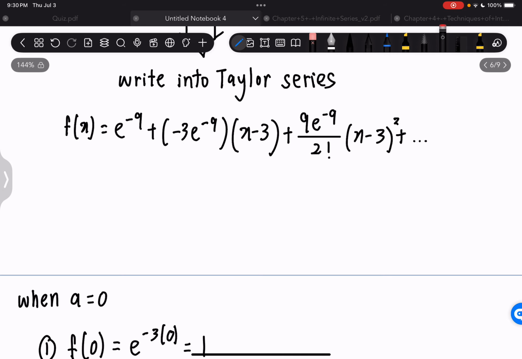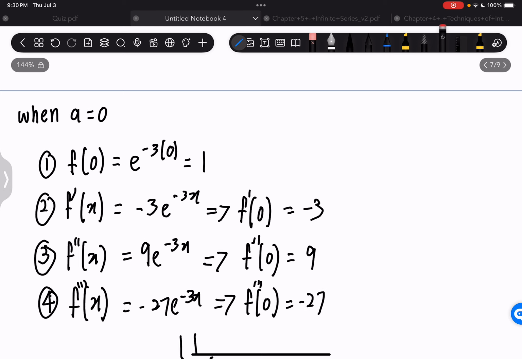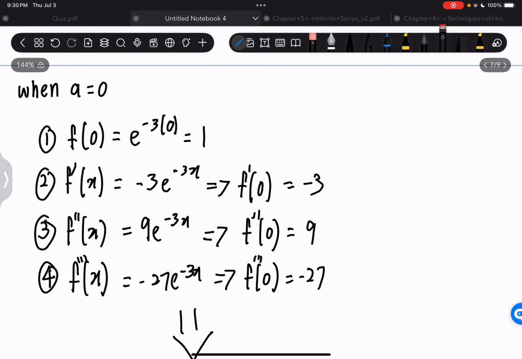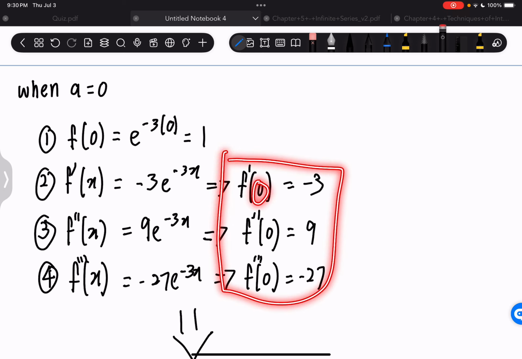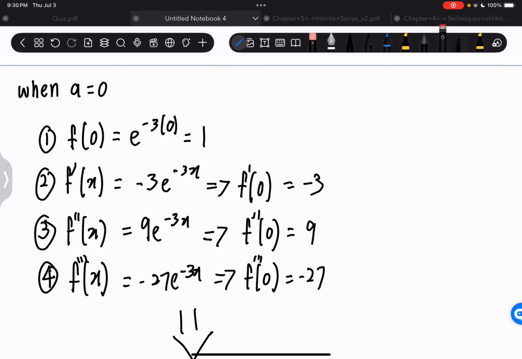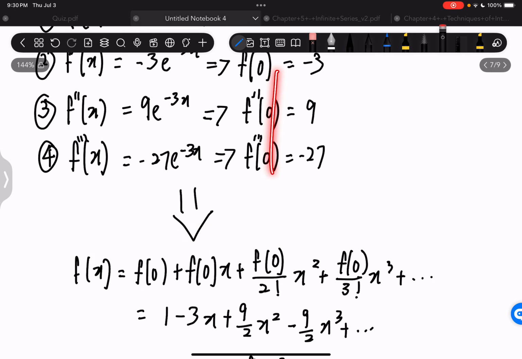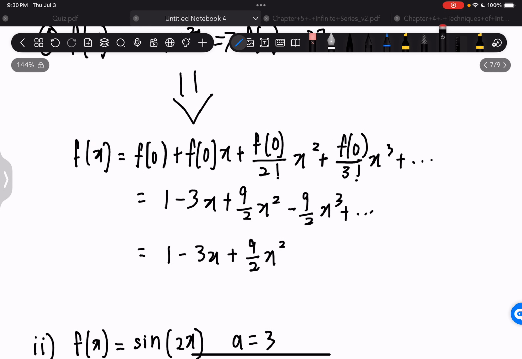Okay, next, I'm going to tell you what to do when a equals 0, which is the Maclaurin series. From here, as you can see, the steps are basically the same. The only difference is that when we move to the right side, our x equals 0. That's it. Here is also the same. We get this value, and we write it into the Taylor series, and we get this.